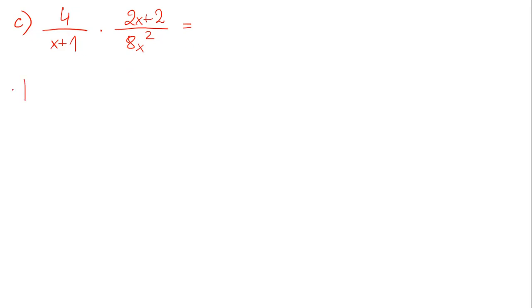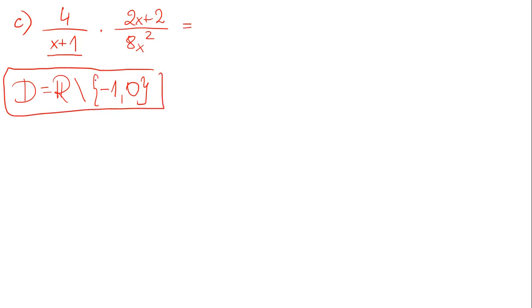Right, first let's deal with the domain. We have all real numbers without, okay, so this number cannot be 0, so x cannot be negative 1, and in 8x squared we have to get rid of 0. So those two numbers we have to exclude from the domain. And now let's see what we can do here.